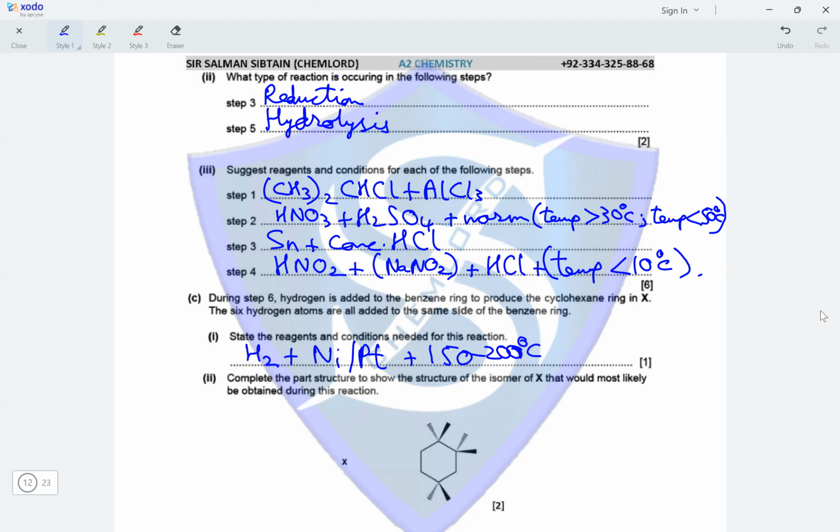And the next part says complete the part structure to show the structure of the isomer X that would most likely be obtained during this reaction. Now the statement in part C has said that the six hydrogen atoms are all added to the same side of the benzene ring. So three of them have been displayed here. So we place hydrogen on the same plane, and according to the structure of the molecule of step 6, we have to place a CH3 group here, an OH group here, and a CH bonded to two CH3 groups at this position. So this completes the structure of X.